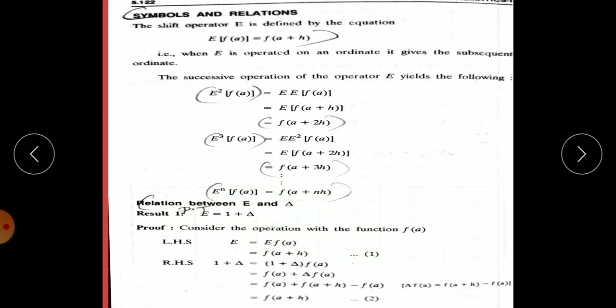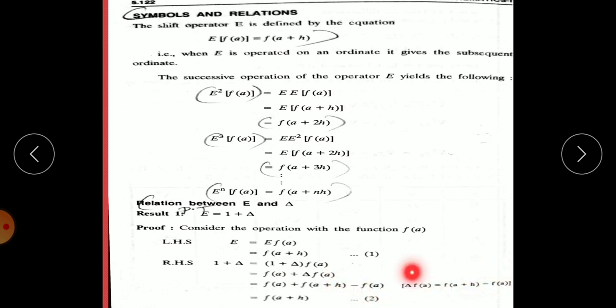So let us take E equal to E of f of a. So E of f of a, we know that f of a plus h. Then E, they have given in the question as 1 plus lambda. So this can be written as 1 plus lambda into f of a. So f of a, you just multiply: f of a plus lambda into f of a, that is f of a plus f of a plus h minus f of a.